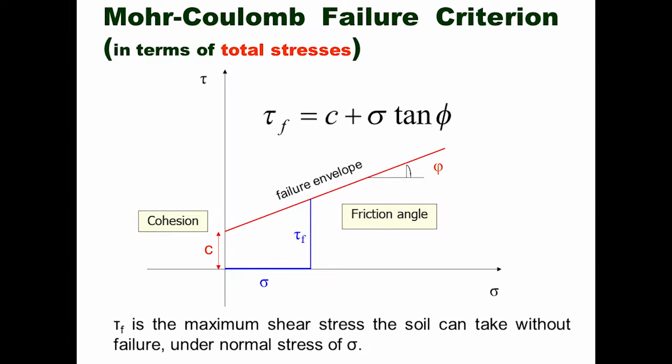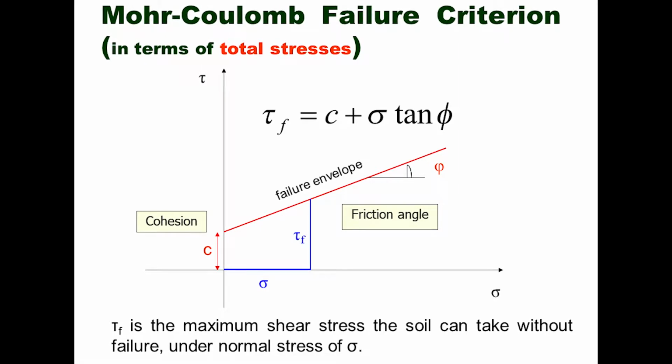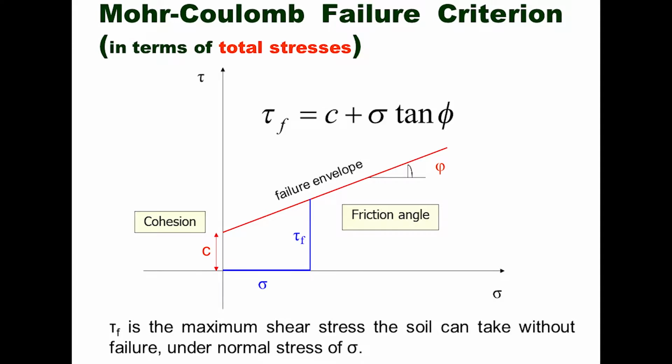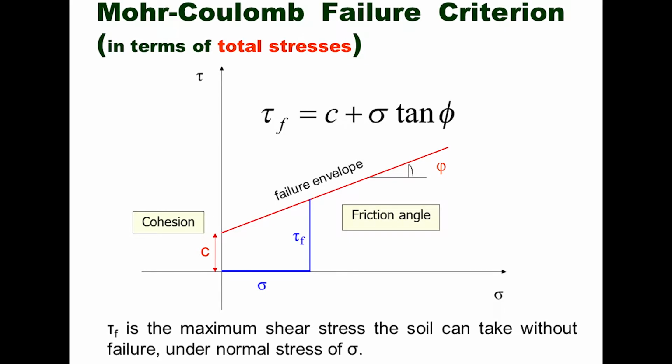In this, phi is the friction angle and C is the cohesion intercept on the shear axis, and this is drawn on a sigma versus tau plot. Tau F is the maximum shear stress the soil can take without failure under a normal stress of sigma.